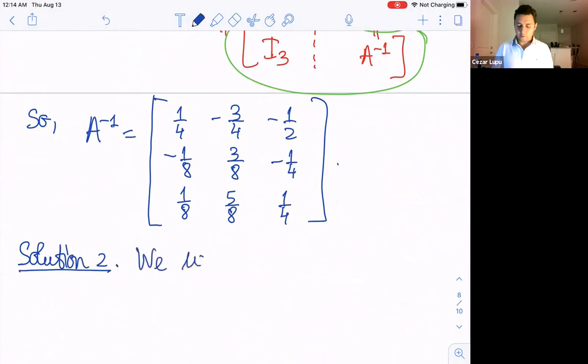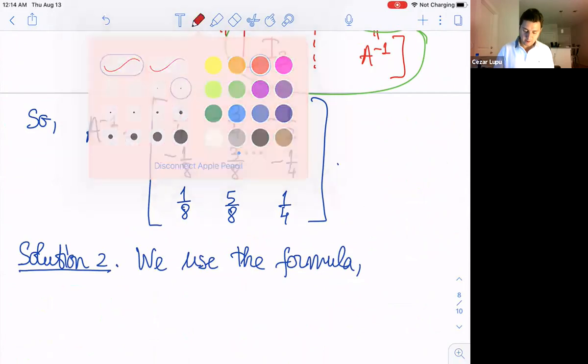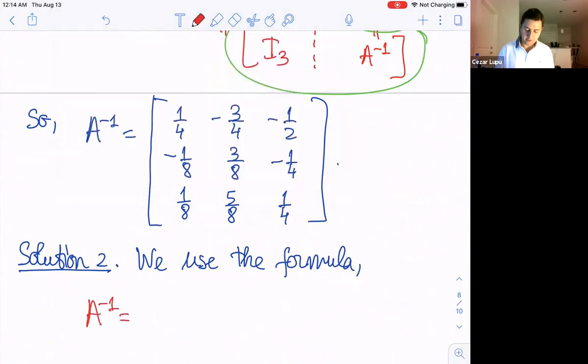We use the following formula. Well, that's how I learned it in high school. I'm going to write it. A inverse is nothing else, provided that the inverse exists, than 1 over the determinant of A times the adjugate of A. That's the formula.